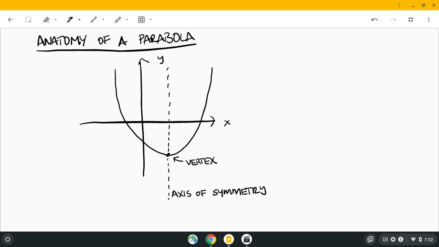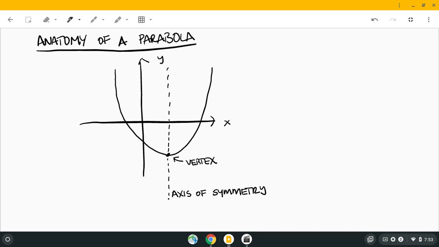Okay, and that's either the lowest point of the graph, in this case it's the lowest point. If it were open the other way, like this, then it would be the highest point of the graph. So the vertex is also known as the minimum value if it's like this. And if it's the highest point of the graph, then it's known as the maximum value. Just keep that in mind. It could be the maximum, it could be the minimum, depending on which way it's open.